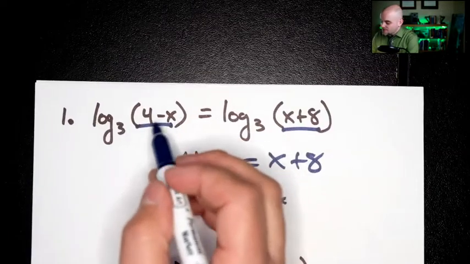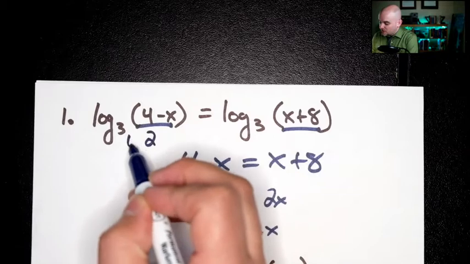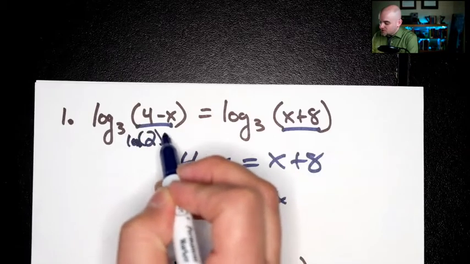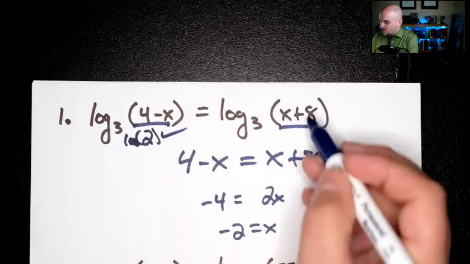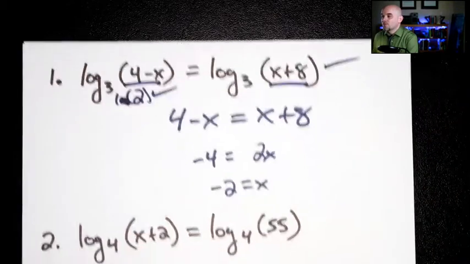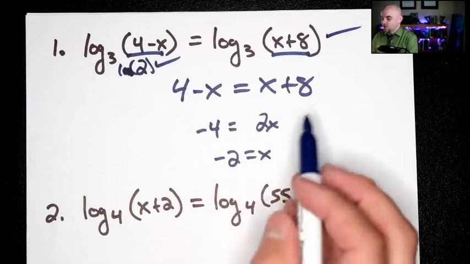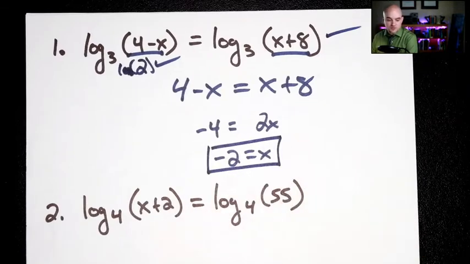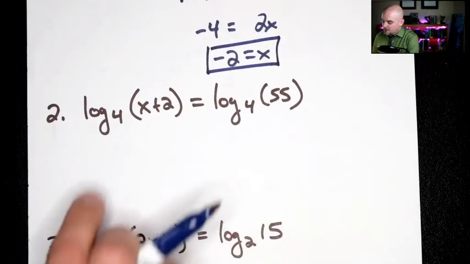So negative 2 gets in right here, and we get the log base 3 of 2. So that's okay. Check it over here. You put negative 2 in, and you're taking the log base 3 of 6. So that will work. There's no issue there, and we do have a solution. It is x equals negative 2. Let's look at the next one here.